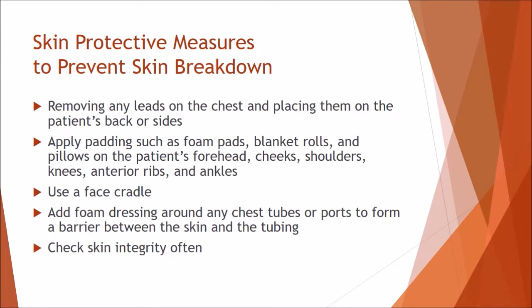Some skin protective measures to prevent skin breakdown in prone position: we're going to remove any leads that are on the chest and place them on the back or the sides if possible. We're going to apply padding such as foam pads, blanket rolls, and pillows around the patient's forehead, cheeks, shoulders, knees, anterior ribs, and ankles.